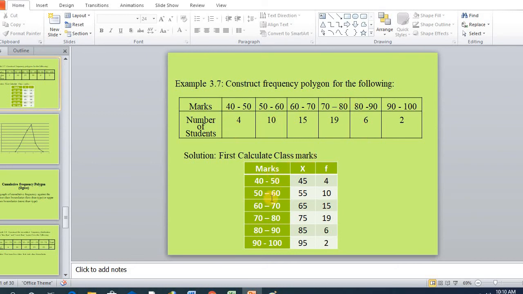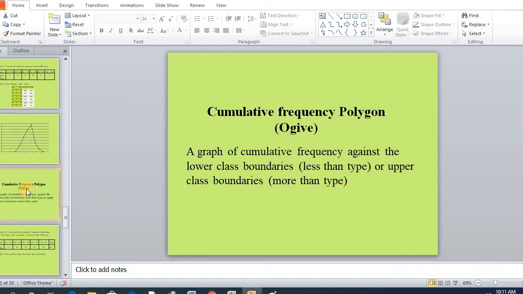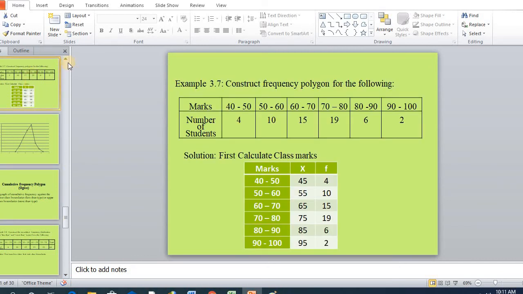So first we calculate the class marks. 40 plus 50 divided by 2 is 45. 50 plus 60 divided by 2 is 55. These are the class marks and these are their respective frequencies. So on the x-axis we take the class marks, and on the y-axis we take the frequency, plot the points and join them by line segments. This is called a frequency polygon or frequency curve.